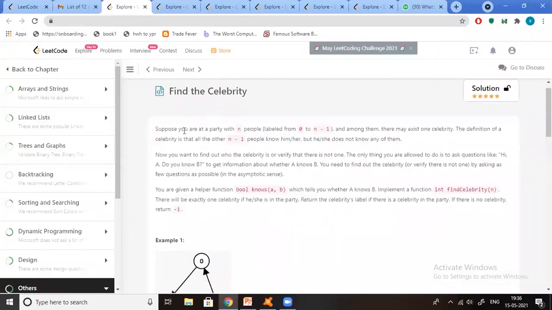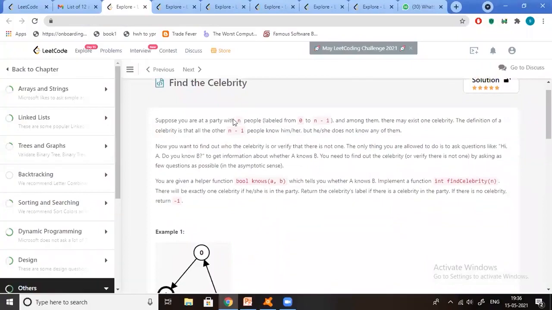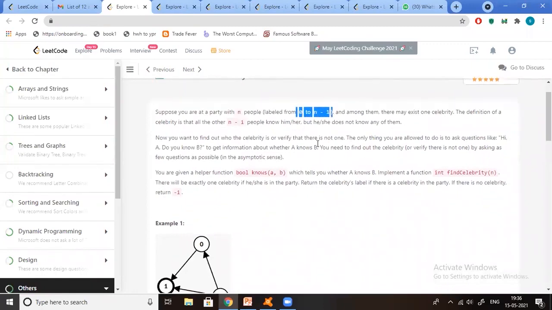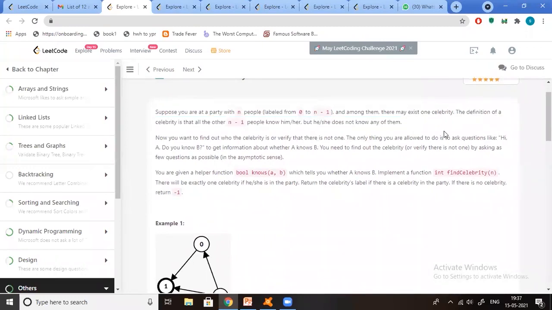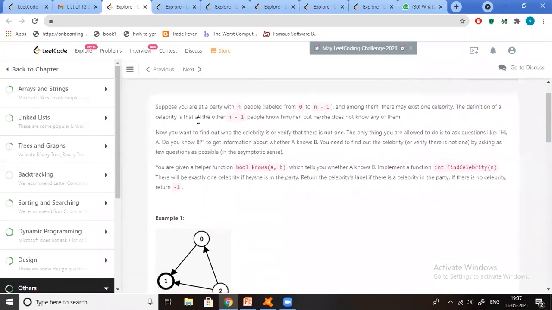So as I told, there are n people in the party, labeled from 0 to n minus 1. Now I'm going to the descriptive part of the problem. What is the definition of the celebrity? N minus 1 people should know him or her. Him or her here is the celebrity. Now, how are we going to find the celebrity?